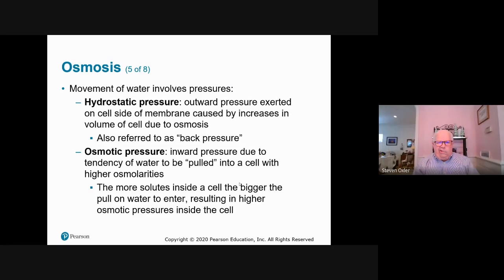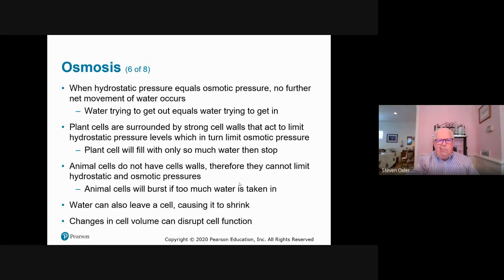There are also hydrostatic pressures and osmotic pressures. You don't have to know that. That's not important in this. Don't worry about it. Okay? But what you do know and should know is that if water leaves the cell, the cell will shrink. When it shrinks, it has a disruption in cell function.